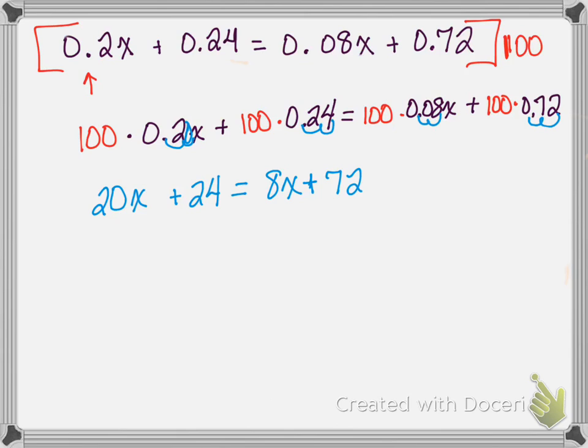Yes. Okay, so 20x plus 24 equals 8x plus 72. We know how to solve this. I'm going to subtract 8x from both sides.